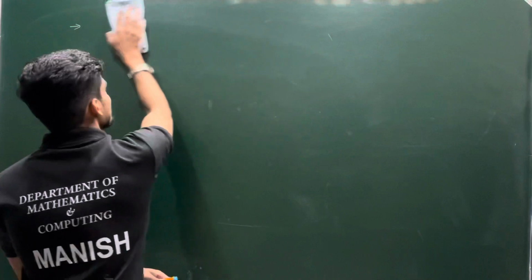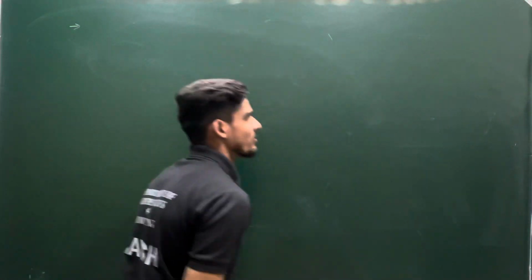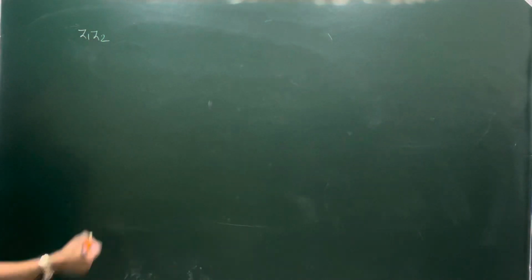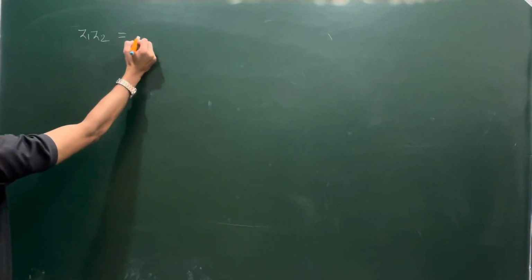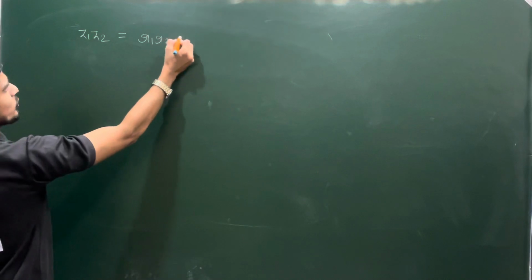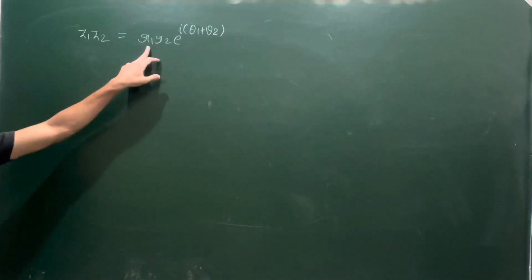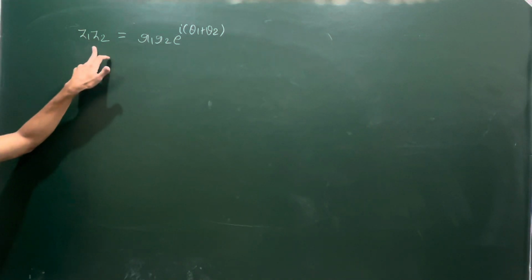Now, if you understand this part, let us observe the multiplication of two complex numbers on the complex plane. z1 times z2, this we have computed. This is r1 r2 e power iota (theta 1 plus theta 2). What is r1? r1 is the modulus of z1. r2 is the modulus of z2.